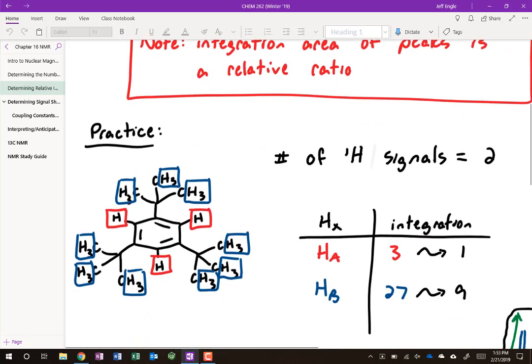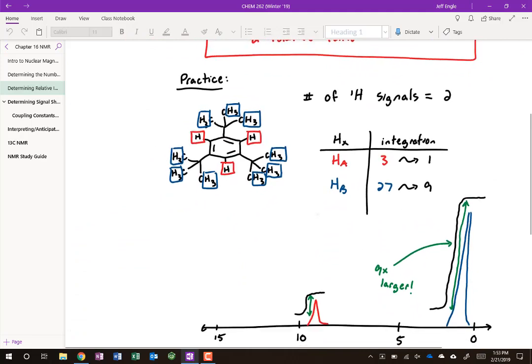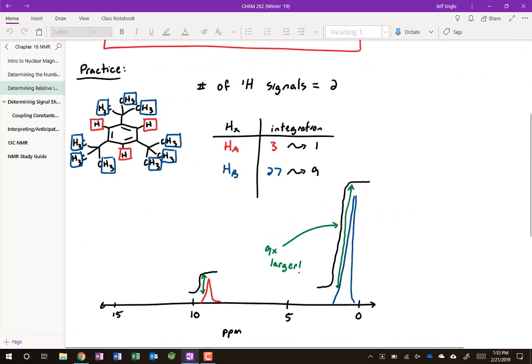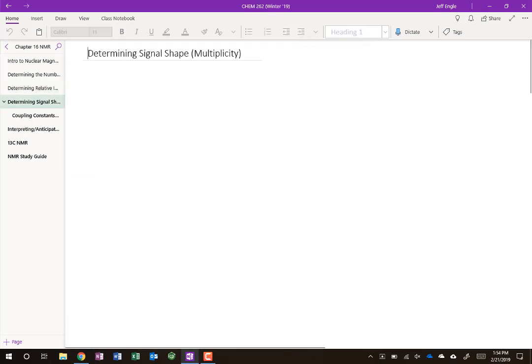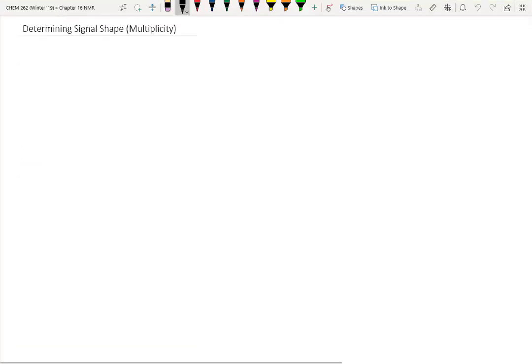Today, what we're going to look at is kind of related to this. In this example, we predicted that we had two different peaks, one for the red protons, one for those blue protons, and we said that it would be roughly a 9 to 1 ratio. But if you notice, those peaks that I'm showing you right now are just nice, clean peaks. The truth gets a lot more complicated than this. All right, so let's take a look at signal shape.